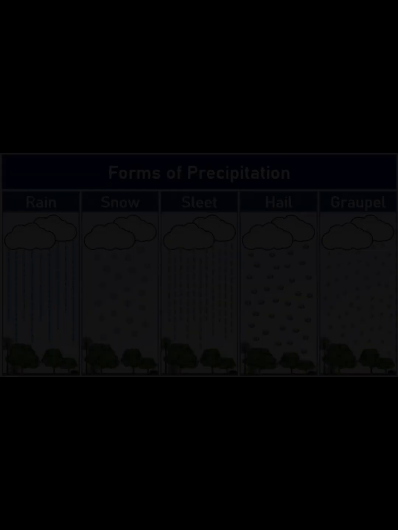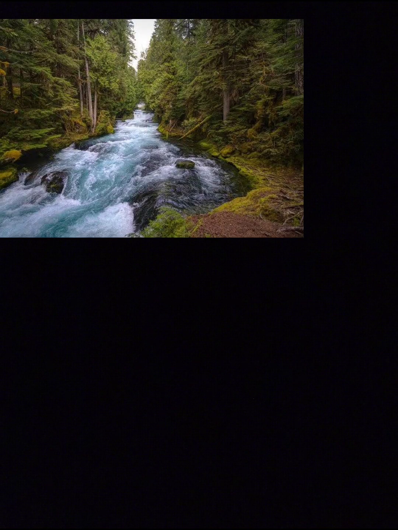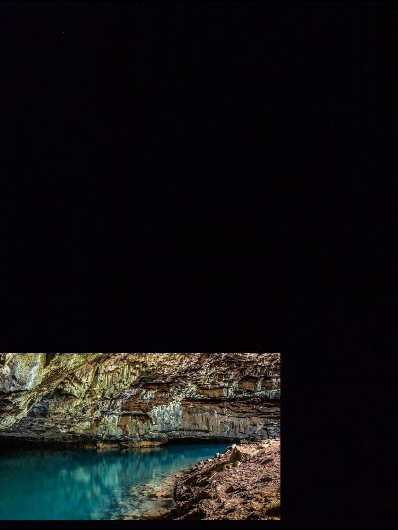Next comes precipitation, the stage we are most familiar with, when the condensation reaches a point where the air can no longer hold the water droplets. They fall back to the Earth's surface as rain. Also, there are more types of precipitation like snow, sleet, hail, and graupel. Precipitation renews our water sources, replenishing rivers, lakes, and groundwater.